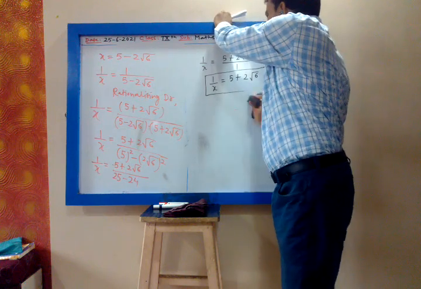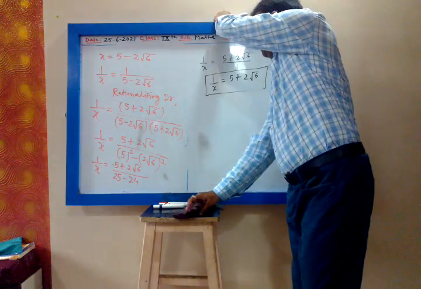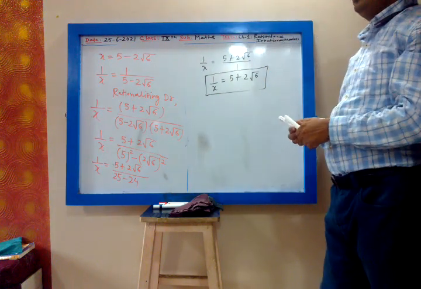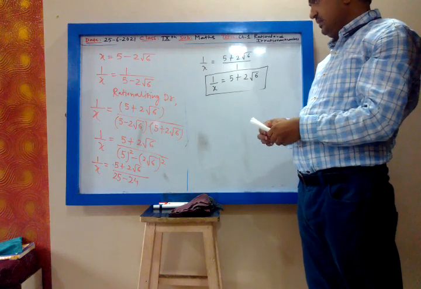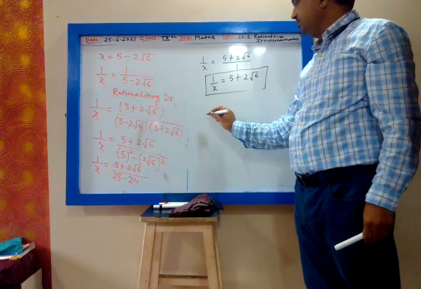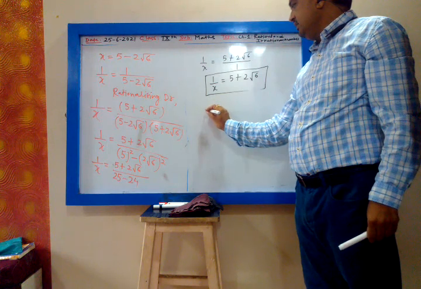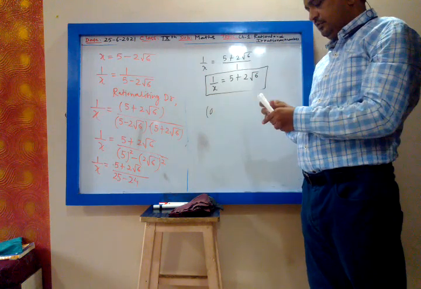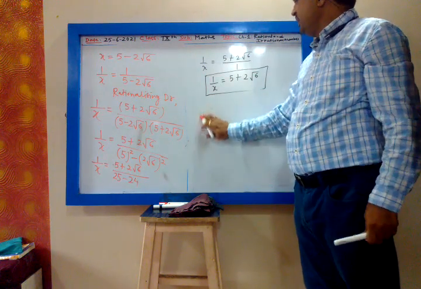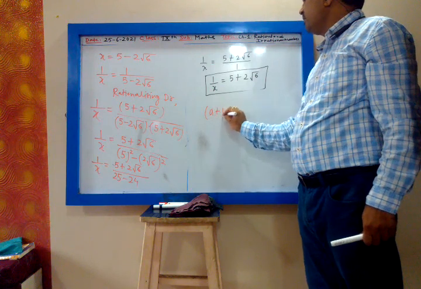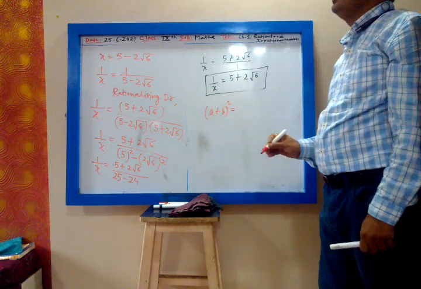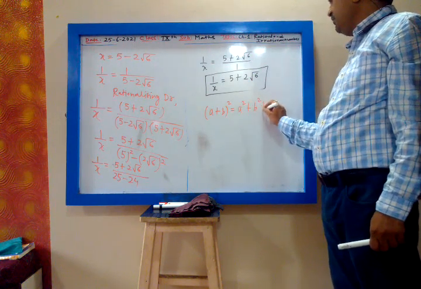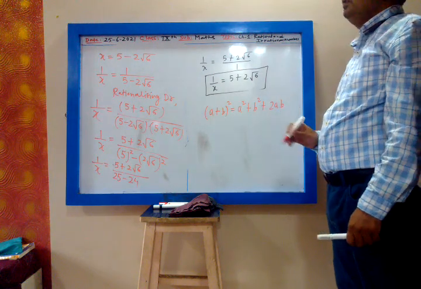After finding 1 upon x, you find x plus 1 upon x. See, there is a formula. (a plus b) whole square. Now see this, this part should not be written, I am writing. What is (a plus b) whole square? Tell me, what is (a plus b) whole square? a square plus b square plus 2ab. a square plus b square plus 2ab, correct?